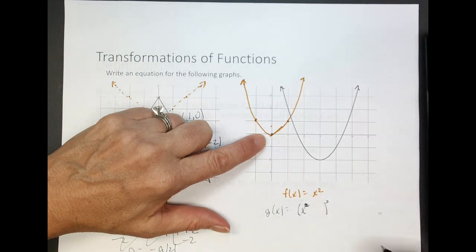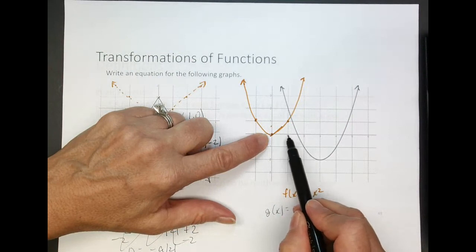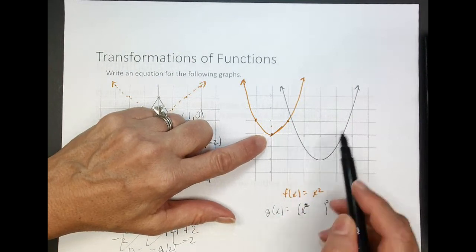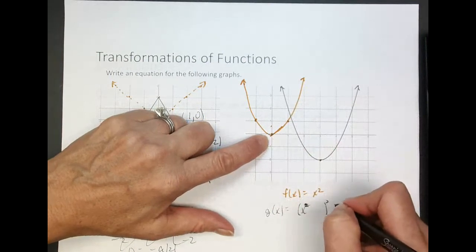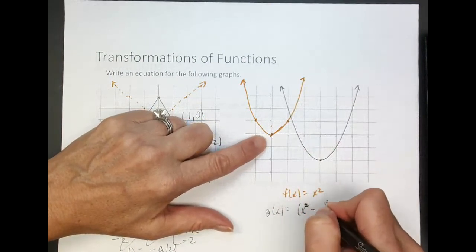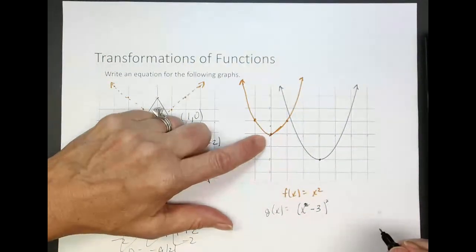I'm going to make room for my shift. Okay, I've got a horizontal shift right, 1, 2, 3 units, right? Because I can see the vertex to the vertex. Shift right 3 units. So that means I would have to subtract 3 from the x. Remember, our horizontal shifts are counterintuitive.